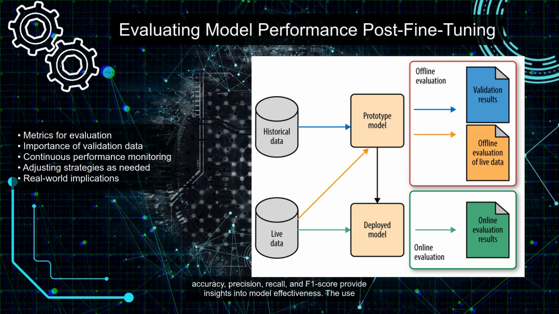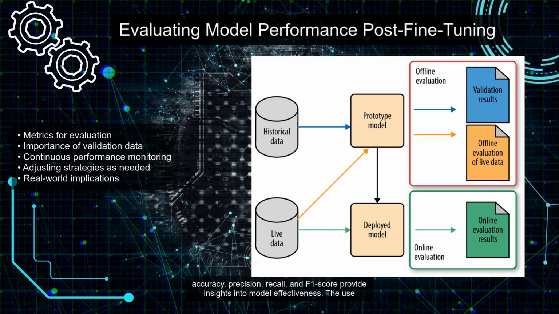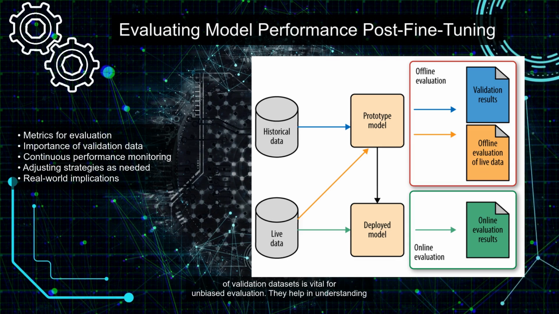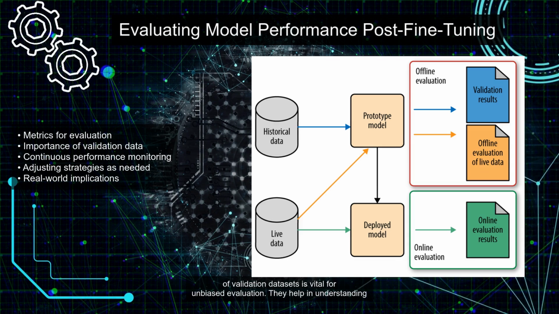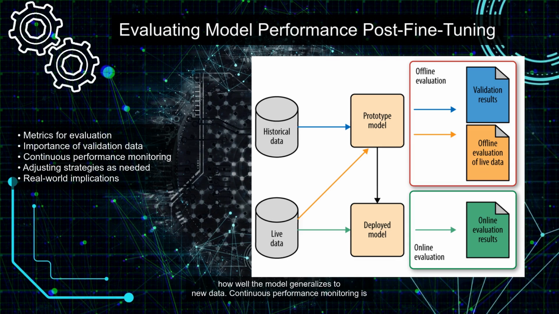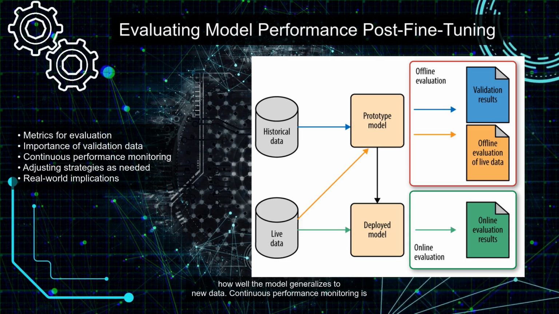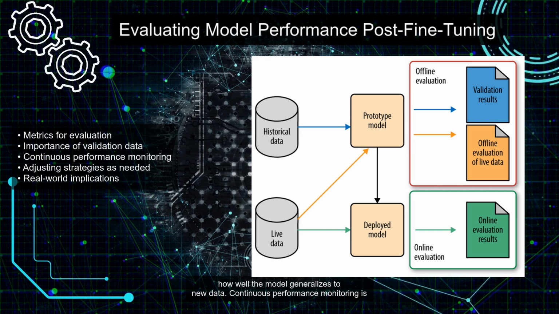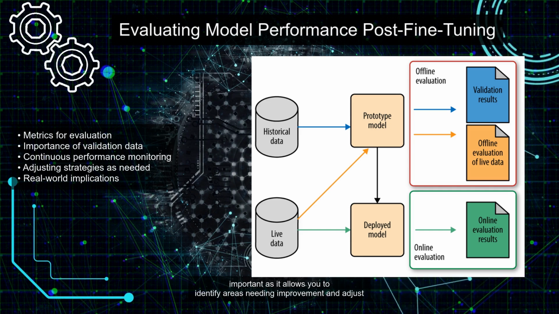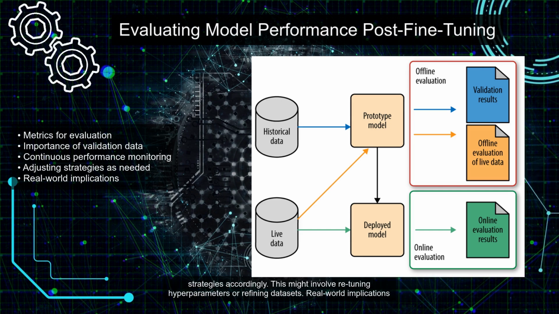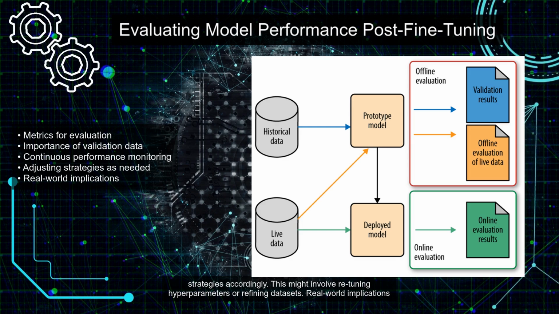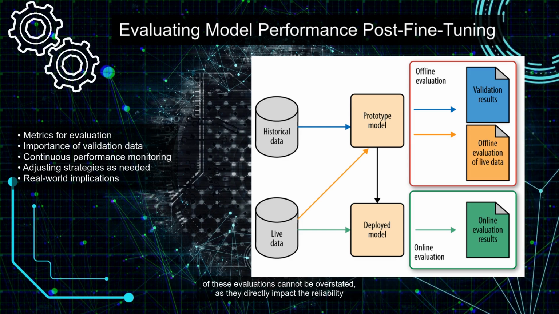Metrics such as accuracy, precision, recall, and F1 score provide insights into model effectiveness. The use of validation datasets is vital for unbiased evaluation. They help in understanding how well the model generalizes to new data. Continuous performance monitoring is important as it allows you to identify areas needing improvement and adjust strategies accordingly. This might involve retuning hyperparameters or refining datasets.